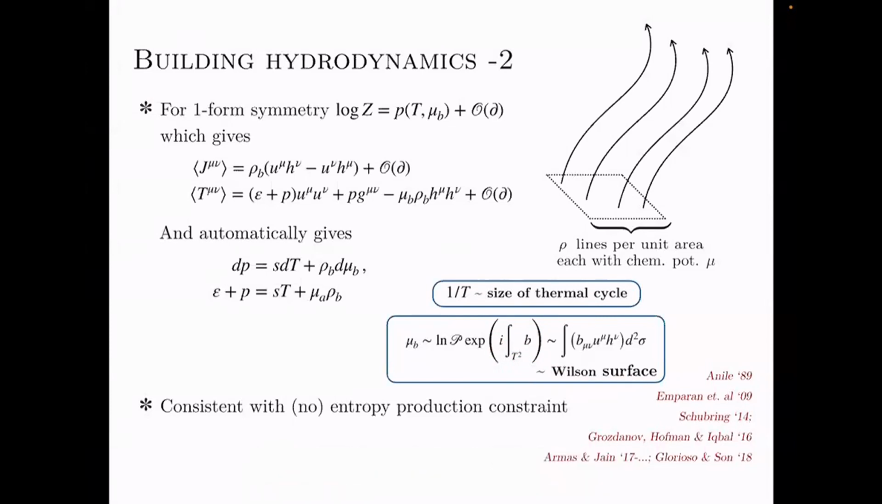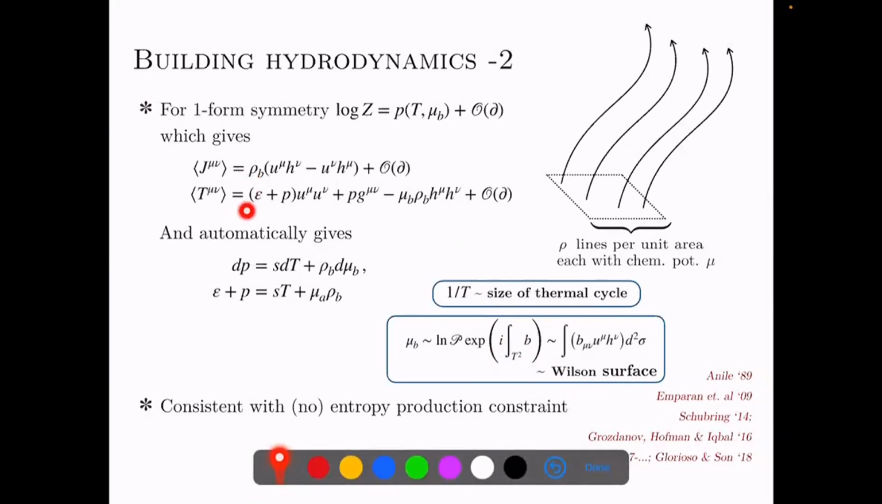Once you do this, then the constitutive relation that you get can be written in the following way, where this rho_B is the number of strings per unit area with some chemical potential mu, and this H is the vector along the direction of the string, which basically tells you where the string is pointing.